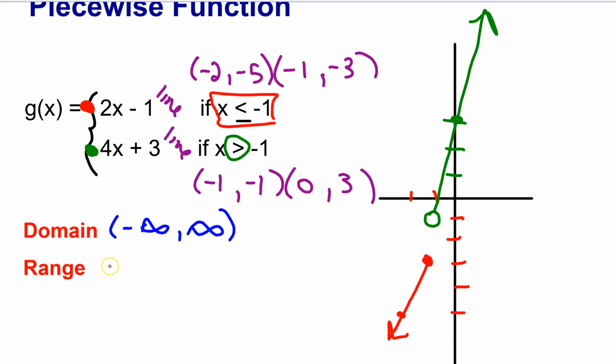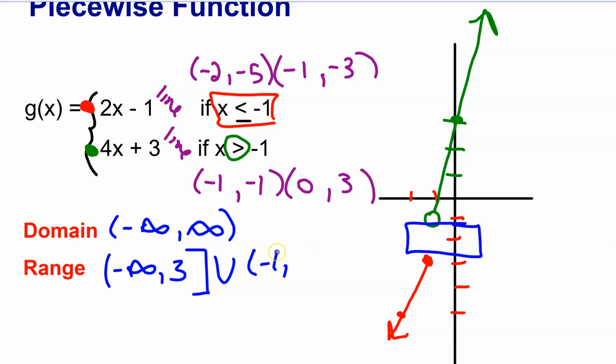The range is a little different. So as the y's, notice there's a gap in the y's here. And so this is going to go from -infinity all the way up to this red here, which is 3, and it includes the 3. And then there's another group that starts at -1 but doesn't include -1, and it keeps going up to infinity. So this range is a little different.